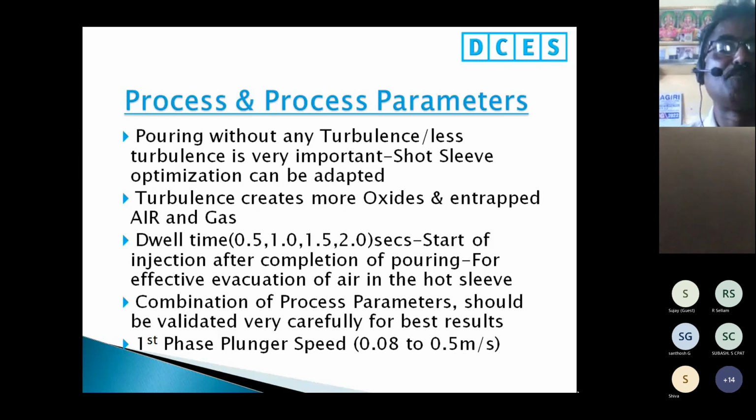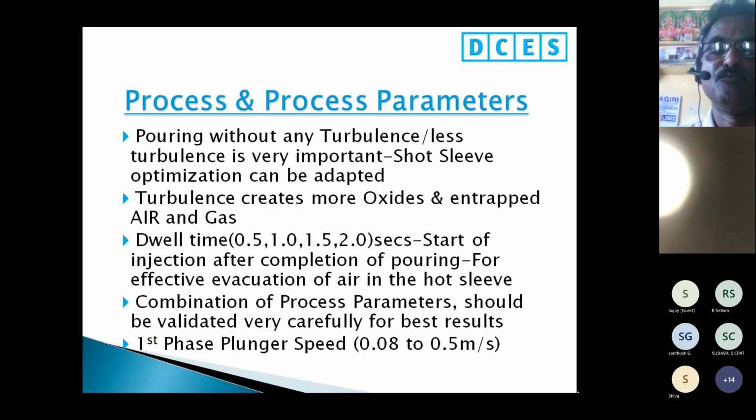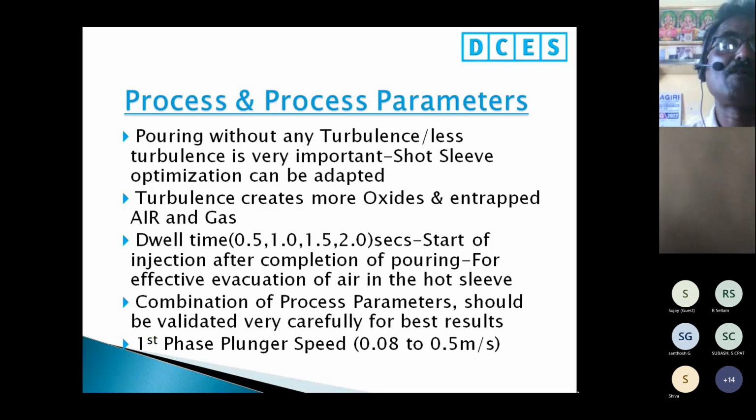After the pouring, the dwell time is very important. The dwell time after the pouring of material into the shot sleeve is sometimes 0.5, 1, 1.5, or 2 seconds. It should be validated properly, part by part. The start of injection after completion of pouring allows effective evacuation of air in the shot sleeve. The combination of process parameters should be validated very carefully for best results. For the first phase plunger speed, I insist here on sometimes 0.08 to 0.5 m/s. It should be validated properly for each and every component.